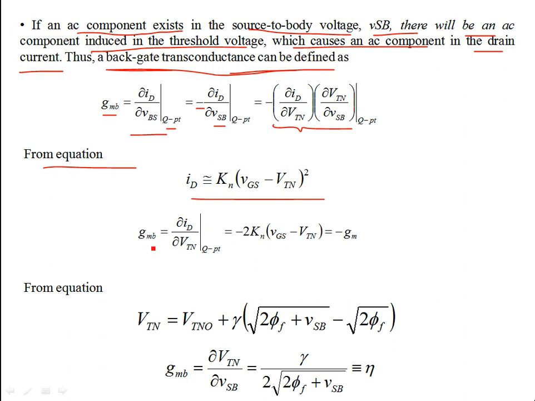From the equation of the saturation current, the variation of the drain current with respect to VTN gives GMB as minus 2Kn(VGS minus VTN), and we call this minus GM. So it's very similar to the transconductance parameter GM. The only difference is the minus sign that shows up over here.